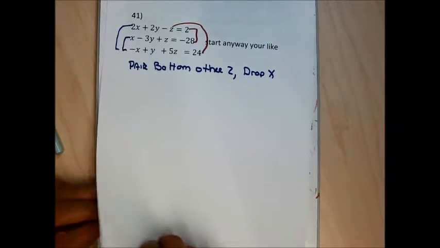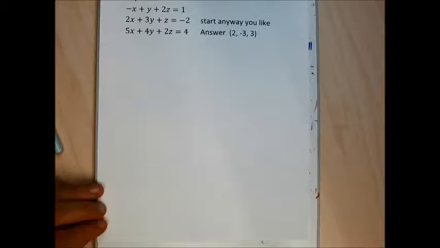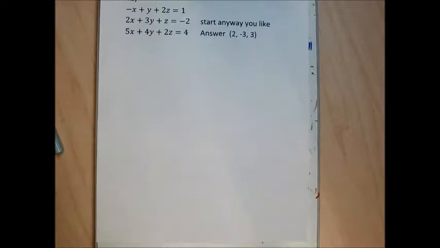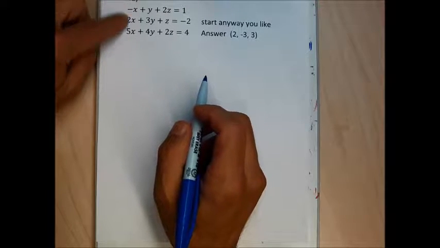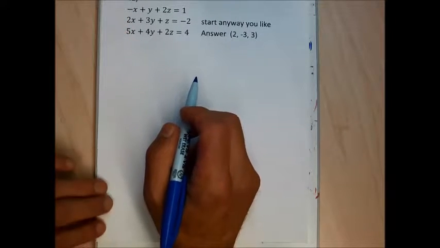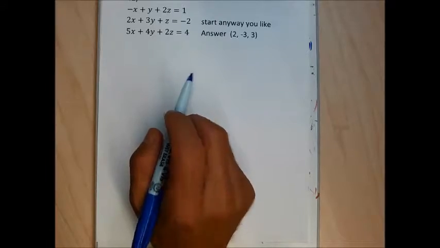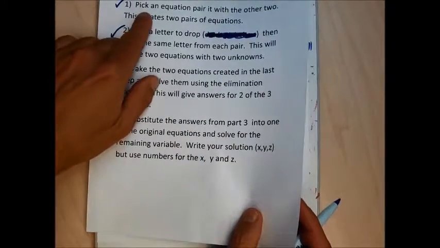So I'm not going to flash 41 back up here. If you're not ready to do it, watch me do 42. And nicely, I have an answer here, so I won't do the checking part because it takes a long time to check. I wrote to start any way you like. I'm going to drop out the x's specifically because the negative x will make it easy to cancel the x's in the other equations.